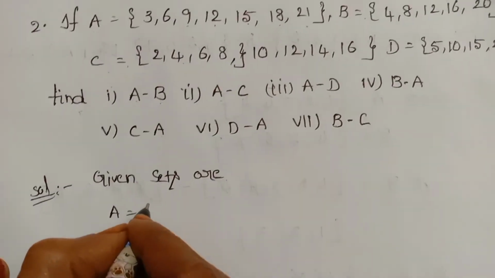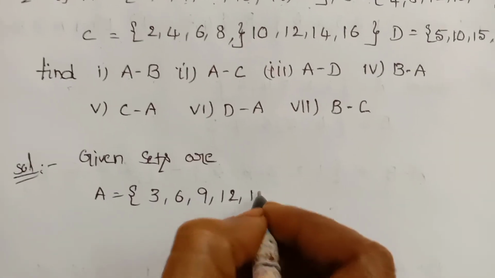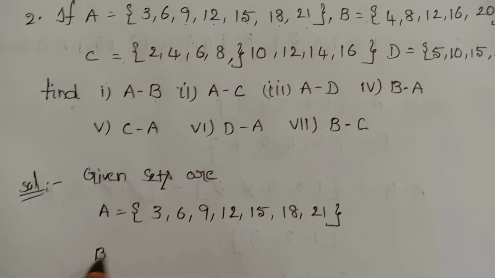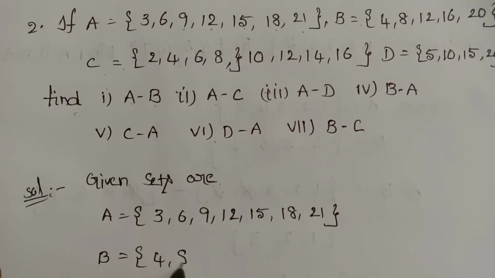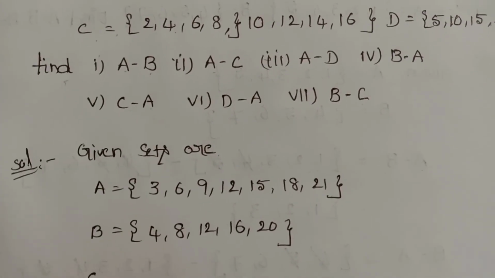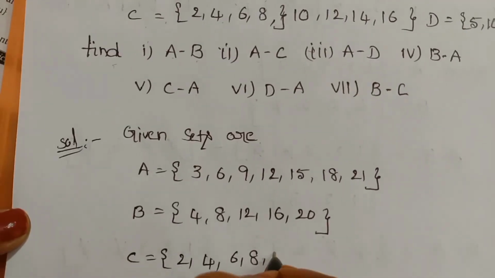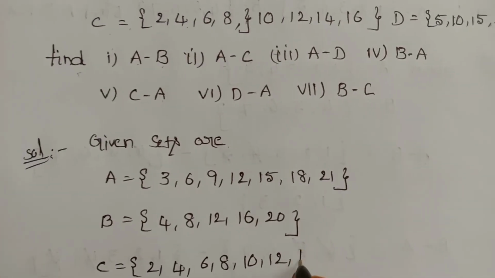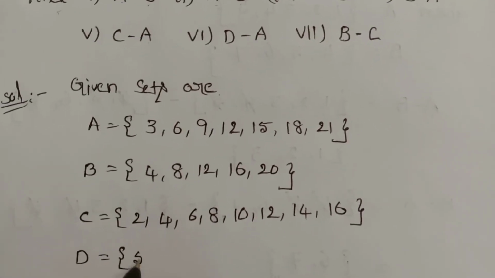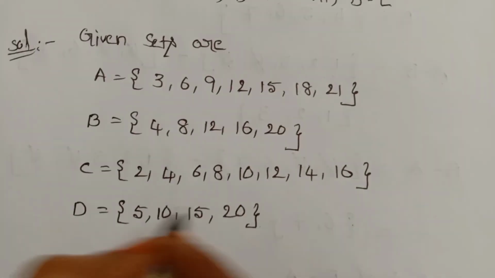Given sets are A is equal to 3, 6, 9, 12, 15, 18, 21. B is equal to 4, 8, 12, 16, 20. C is equal to 2, 4, 6, 8, 10, 12, 14, 16. D is equal to 5, 10, 15, 20.